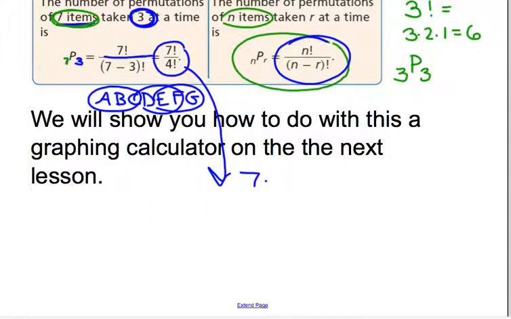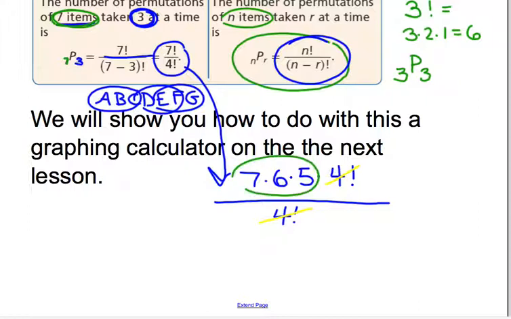So we did this already, but I just want to review with you. 7 times 6 times 5 times 4, and I'm going to just leave it as a factorial. Then divided by 4 factorial. Now remember, those two guys canceled out. So we only had to multiply 7 times 6 times 5. We will show you on a graphing calculator also how to take this equation here and substitute into your calculator and figure that out. But I don't want to do that quite yet.